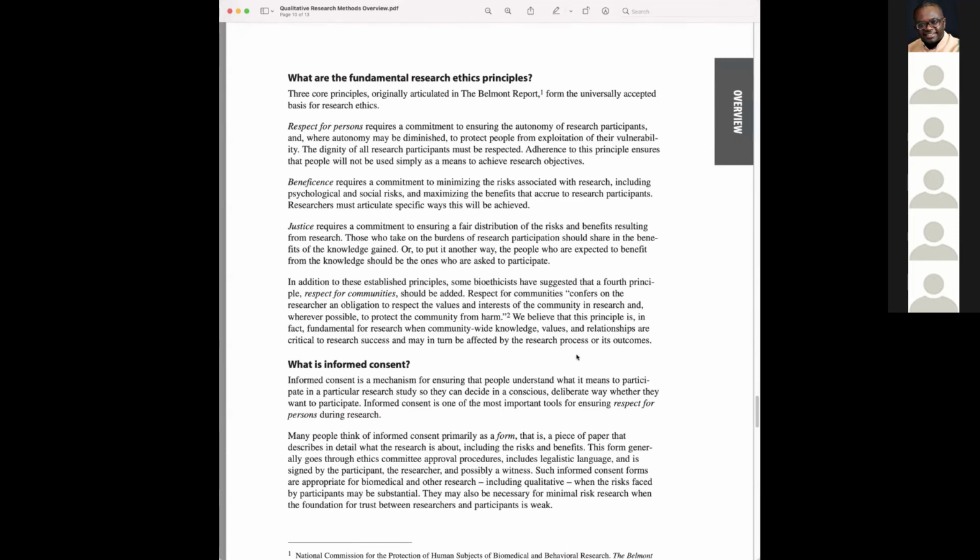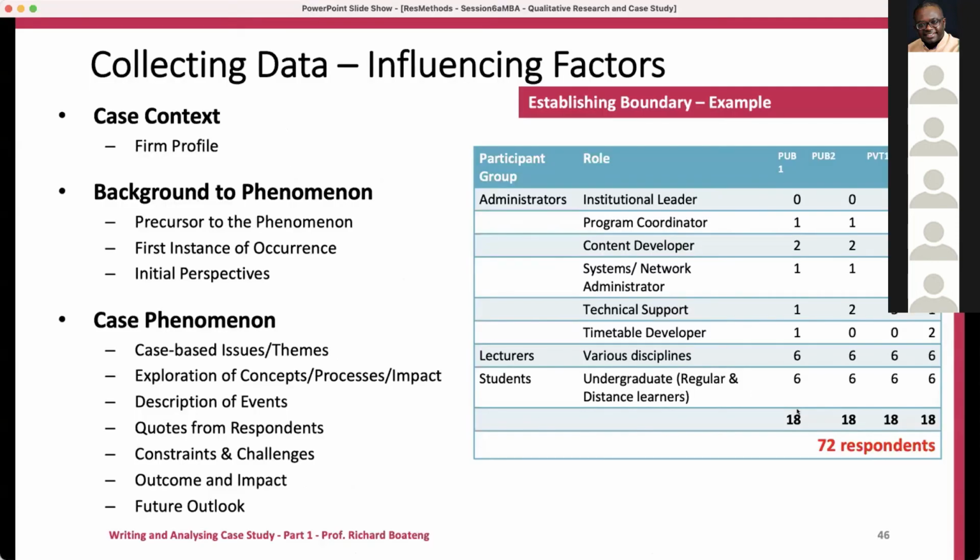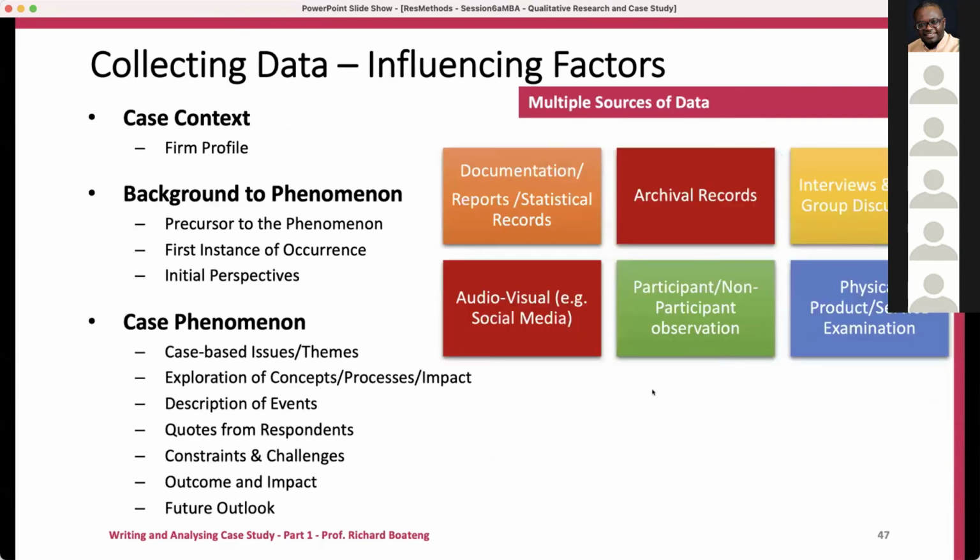So let me go to my rounding up. Okay, so I mentioned the reason why you should understand the different types of respondents, and the different types of data that we're also going to use. Documents are important. Archival records, especially historical ones, are also forms of documents. Interviews and focus group discussions, audio-visual material like social media, pictures, and videos.